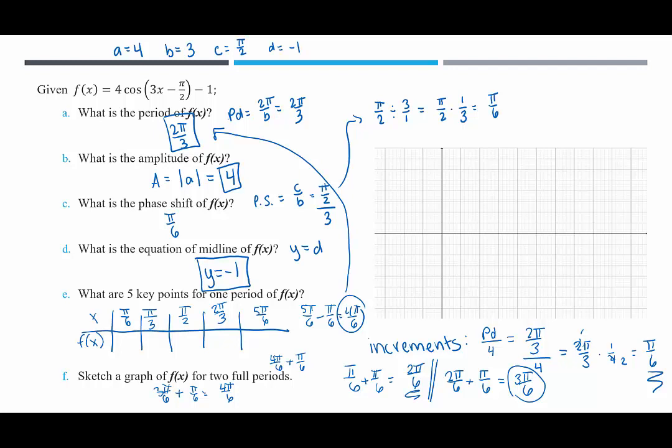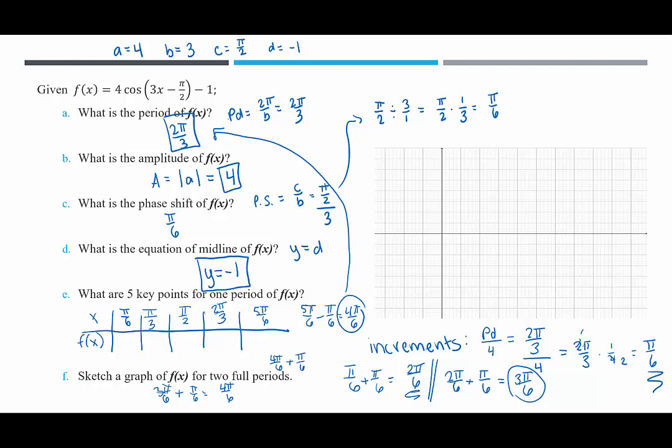Now, what about the y values? What I do is, because cosine starts at either a minimum or a maximum, and because a is positive, it's going to start at the top, and that means the second key point will touch the midline, right?